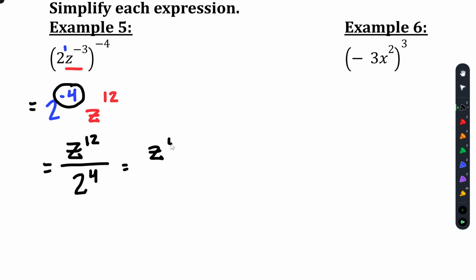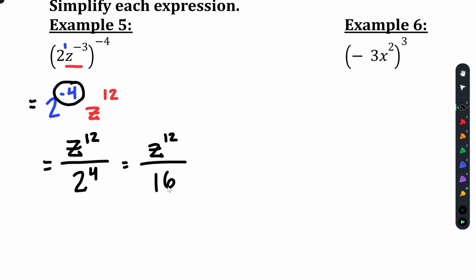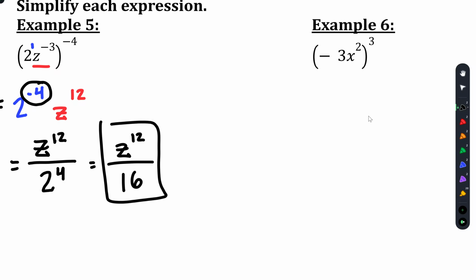Multiply out 2 to the 4th. Oops, not z to the 4th, z to the 12th. 2 to the 4th power is 16. And now we're done. Any questions on that?